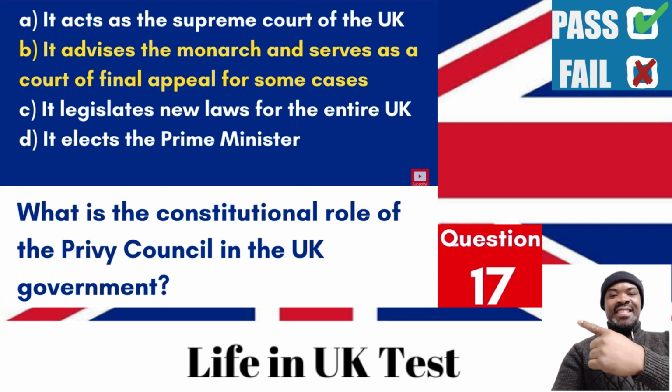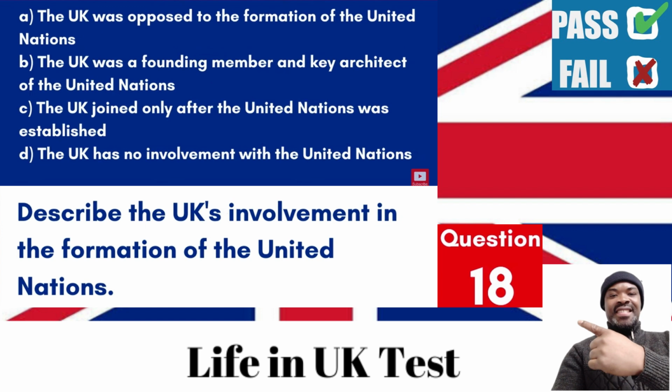Answer B. It advises the monarch and serves as a court of final appeal for some cases. The Privy Council has a largely ceremonial role in advising the monarch, with judicial functions in certain legal cases.